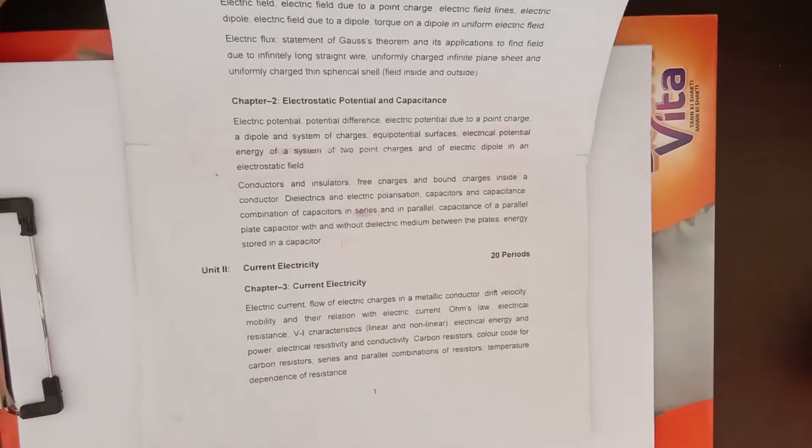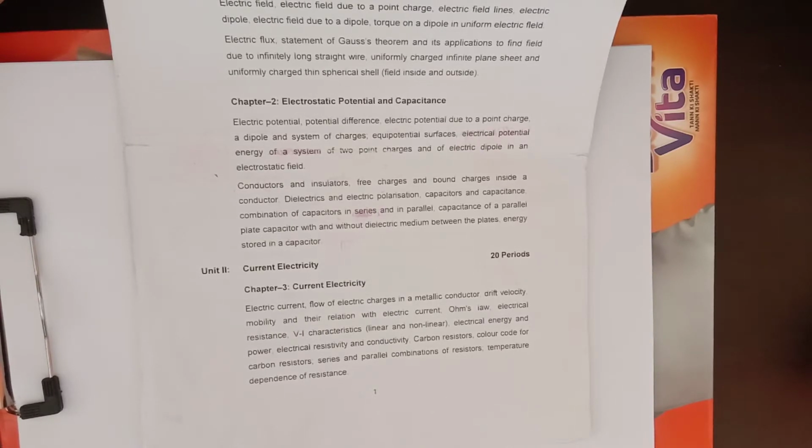Everyone, this is lecture number 5 of current electricity. Till now we have studied the very fundamental law of current electricity, that is Ohm's law. We have seen what is ohmic behavior and what is non-ohmic behavior. After that we saw the carbon resistors and color coding for carbon resistors. So today we will start our lecture with series and parallel combinations of resistors.